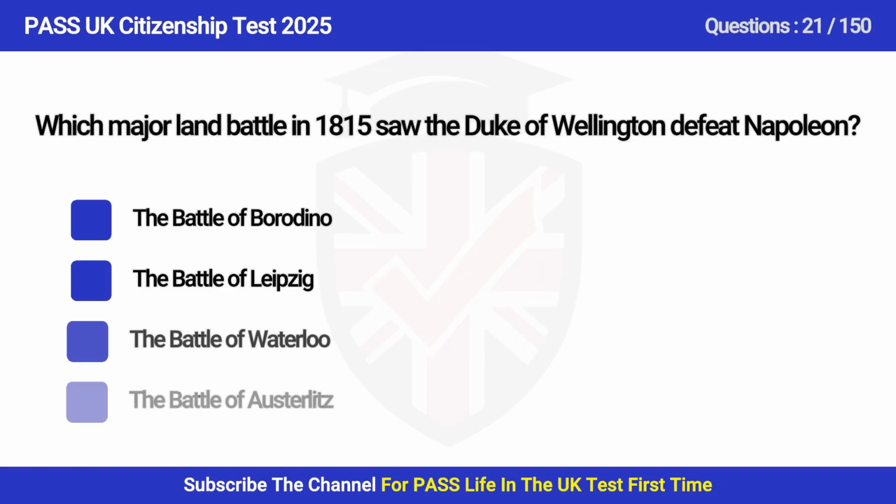Question 21. Which major land battle in 1815 saw the Duke of Wellington defeat Napoleon? A. The Battle of Hastings, B. The Battle of Leipzig, C. The Battle of Waterloo, D. The Battle of Blenheim.